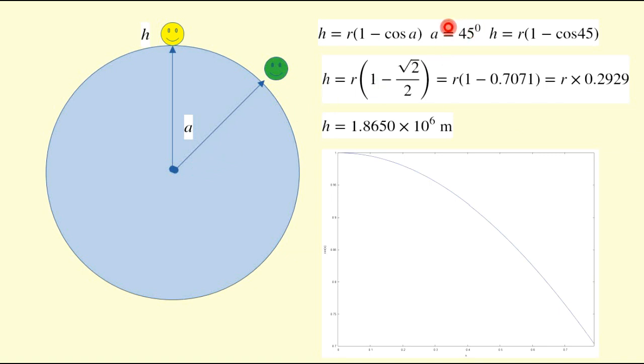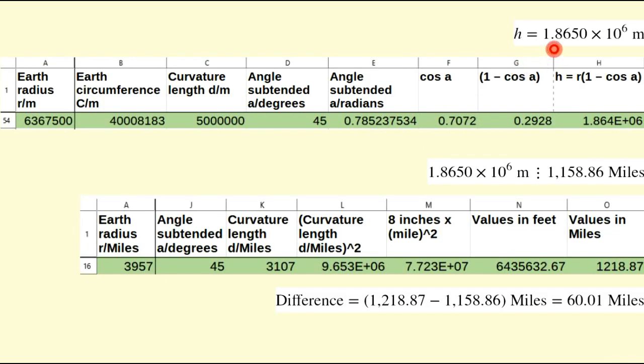Now we're going to take an angle of 45 degrees, so cos of 45 is 0.7071, which is root 2 over 2, and we have now a value of 10 to the 6 meters. Calculated value here, and there is the spreadsheet value, so the values are the same. Happy days, all clicks in. And then converting to miles, we've got quite a difference now of 60.01 miles for the 8 inches times miles squared.